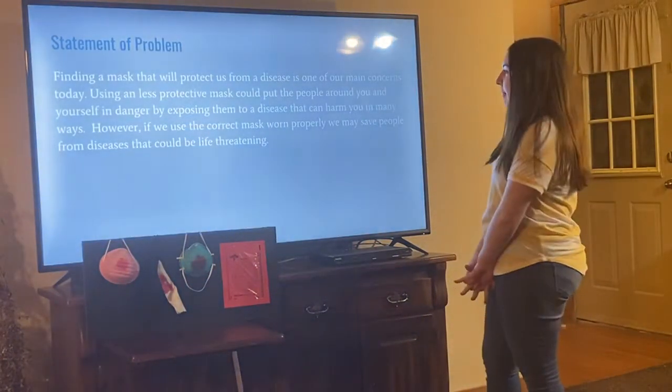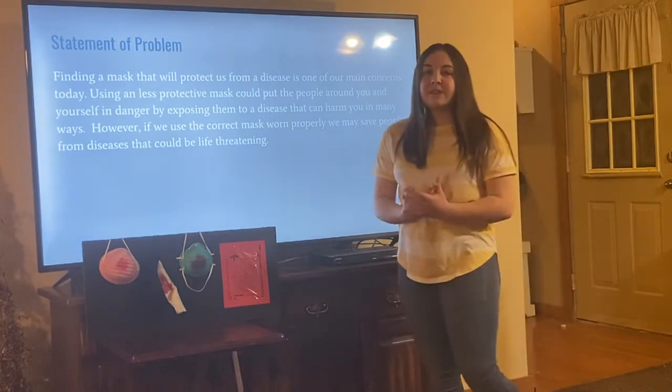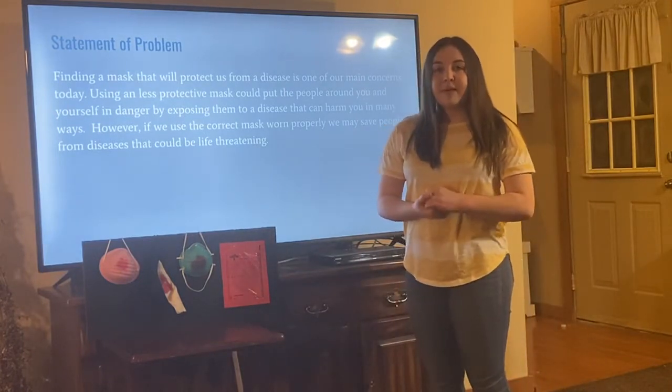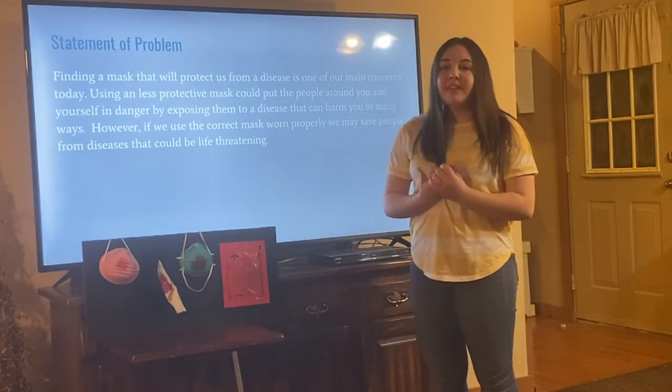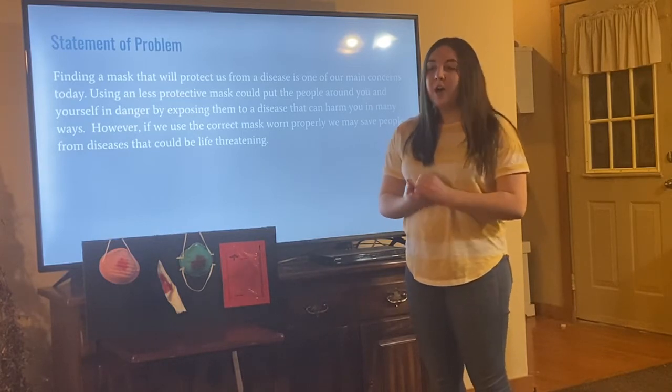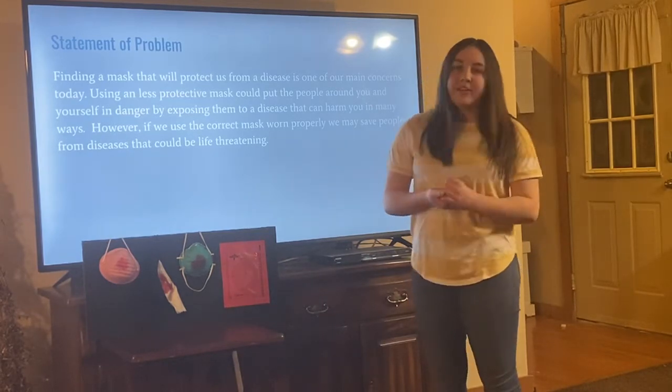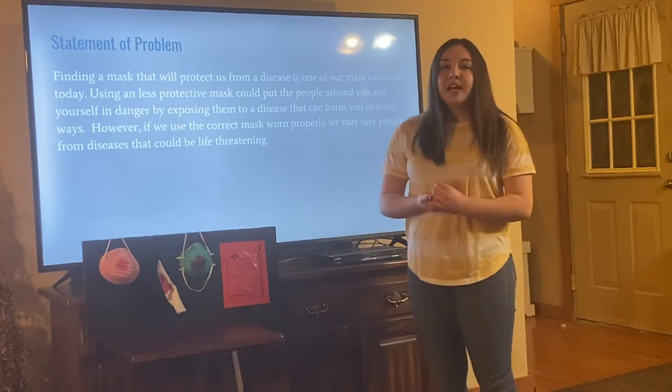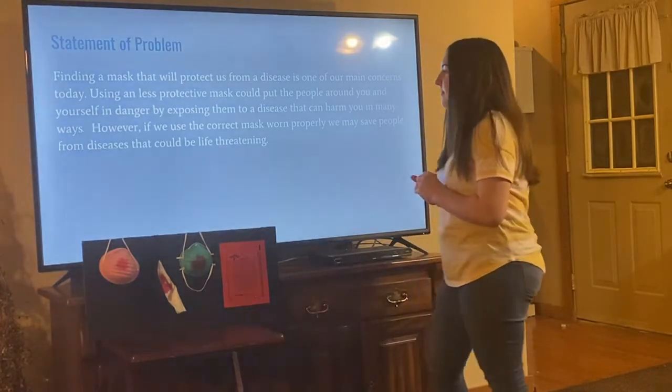My problem statement: I wanted to find a mask that will protect people who work in the medical field, like my parents, as well as people who, if they get a disease, can harm themselves. So finding the correct mask can protect others as well as ourselves.